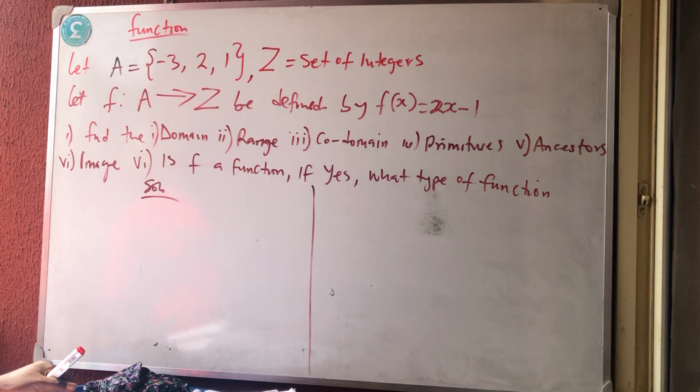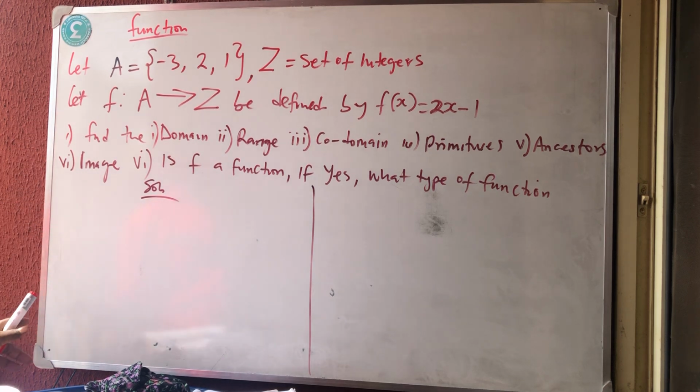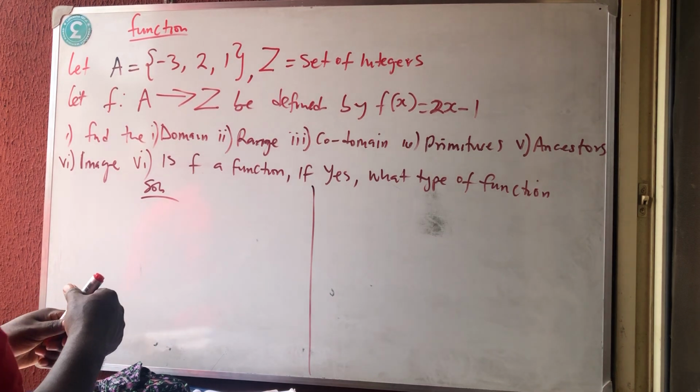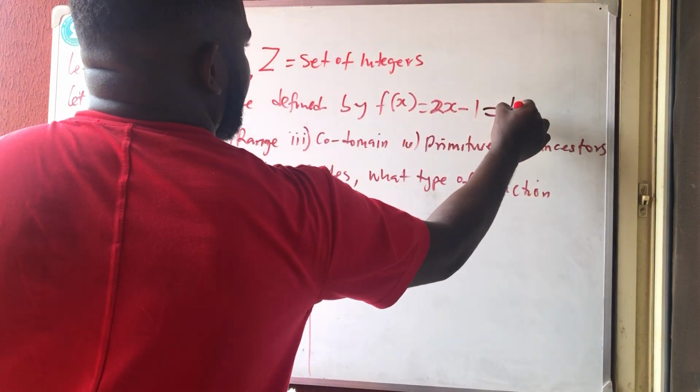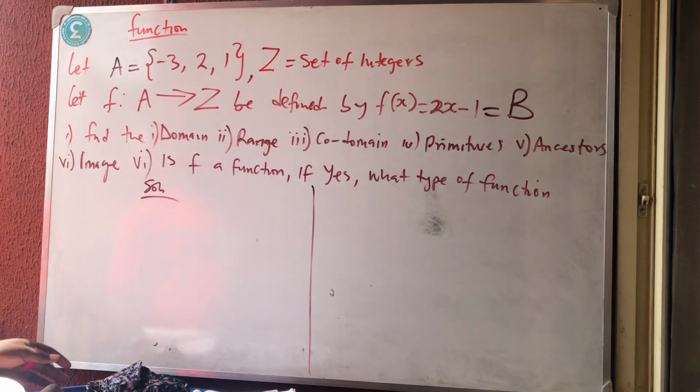Today we'll be solving this function question. Let A be a set of this, and Z is equal to the set of integers. Then let F from A to Z be defined by F of X, which is equal to this. Let me say that this is set B. Then let's find the domain, the range, the codomain, the primitive, and the rest of them.